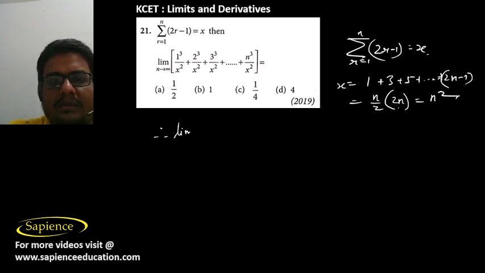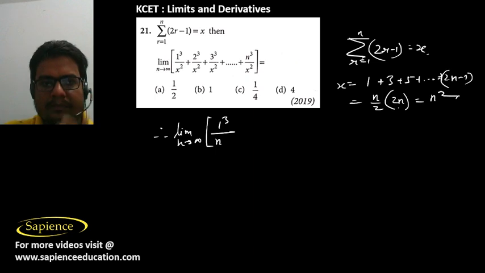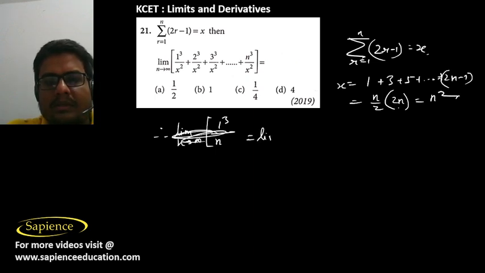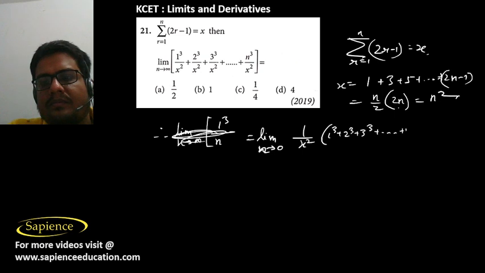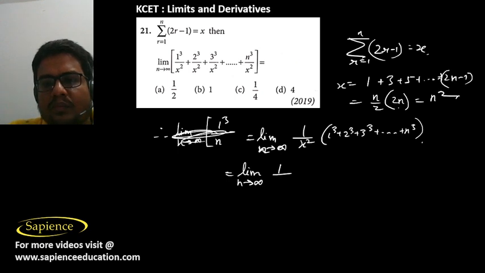So therefore limit n tends to infinity of 1 cube plus 2 cube plus 3 cube till n cube, by x square. So this is actually equal to limit n tends to infinity of 1 by x square into 1 cube plus 2 cube plus 3 cube plus till n cube. And 1 by n square whole square is 1 by n power 4. And this will be sum of the cubes, that is n into n plus 1 by 2 whole square.